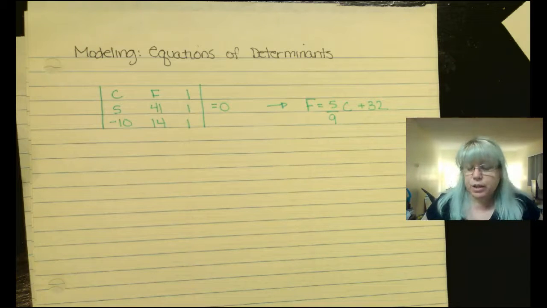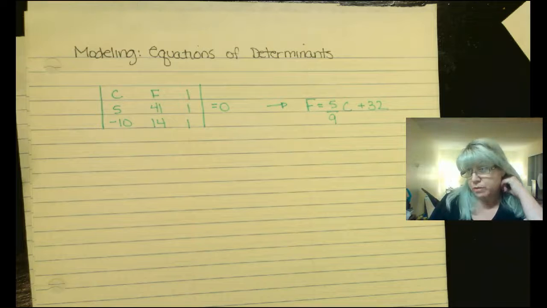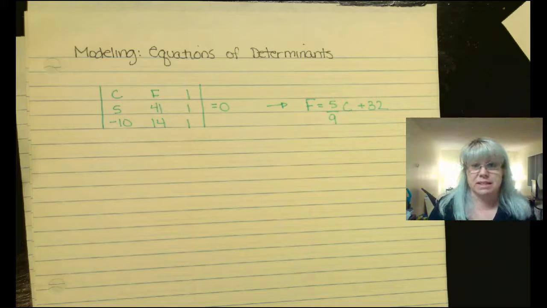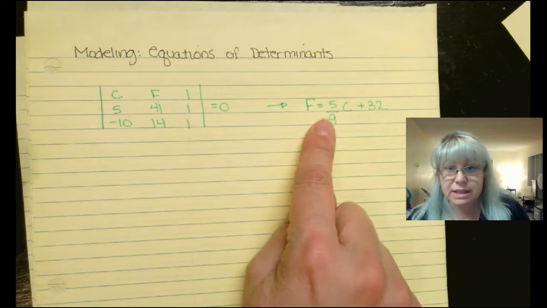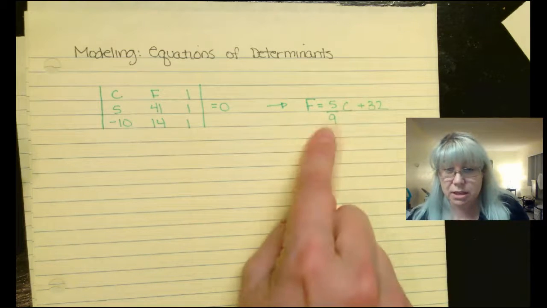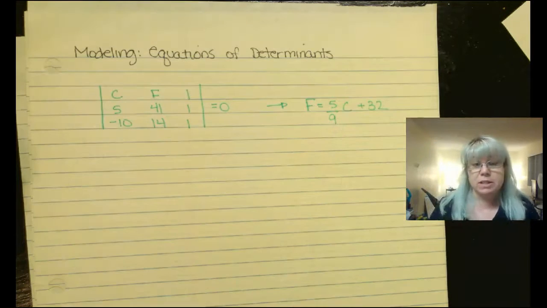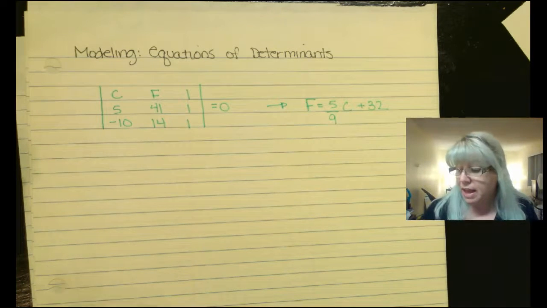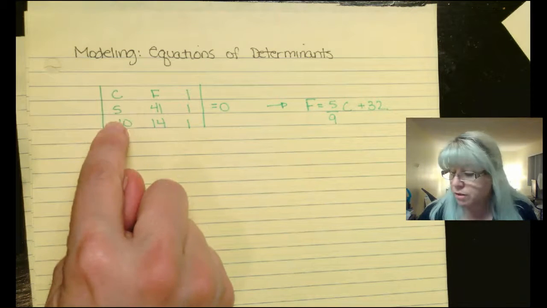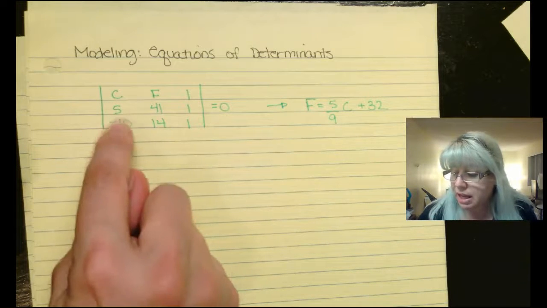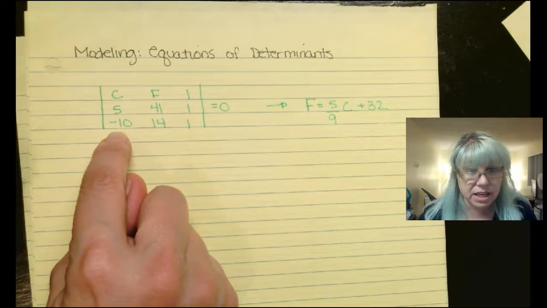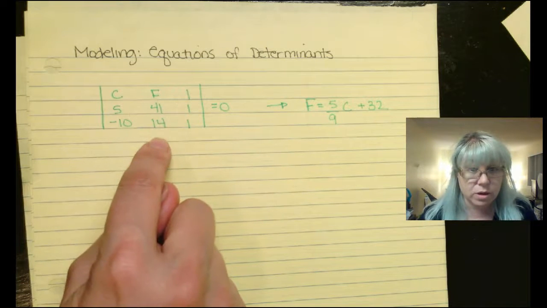So let's say that you are a scientist and you're not too sure what the formula of the conversion of Fahrenheit to Celsius is, although we do know that it's F equals 5 over 9 C plus 32. Let's keep that in the back of our head. But by doing some experiments, you figure out that if you have the Celsius temperature of 5, that relates to the Fahrenheit temperature of 41. And if you have the Celsius temperature of negative 10, that's the Fahrenheit temperature of 14.